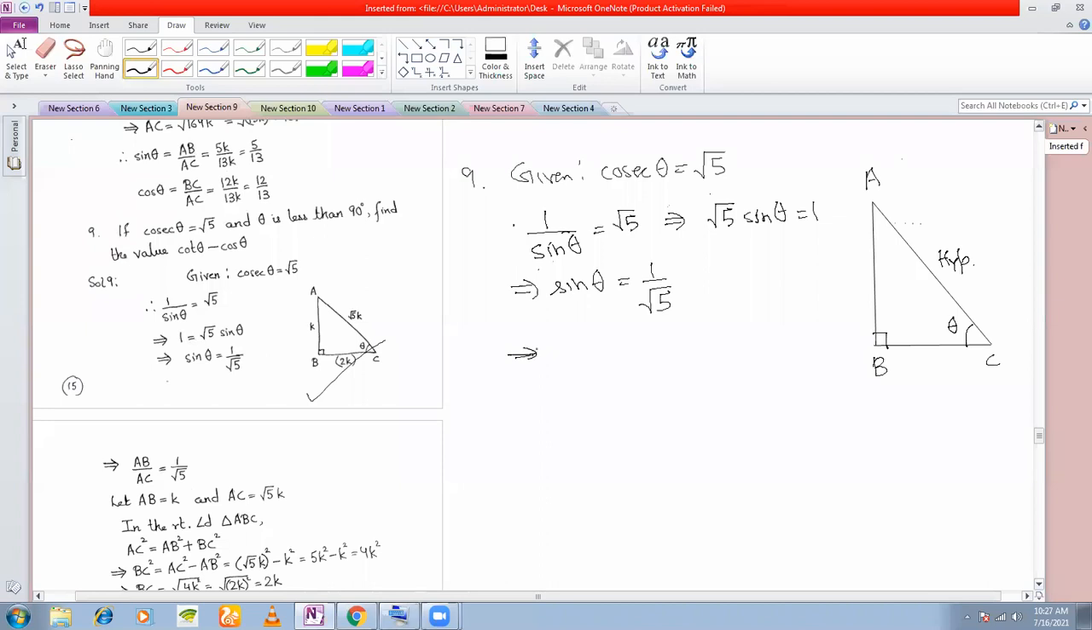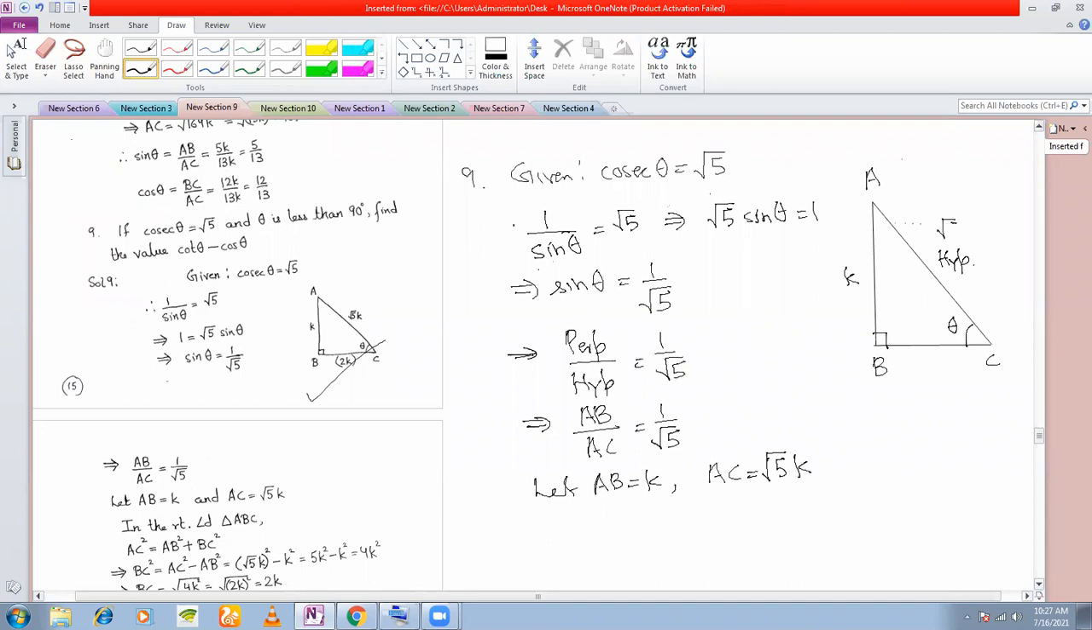According to this triangle, sin theta is perpendicular by hypotenuse, which is equal to 1 by root 5. Perpendicular here is AB and hypotenuse is AC. So this ratio is 1 by root 5. I can take AB is equal to K and AC is equal to root 5K. So we can find out BC.